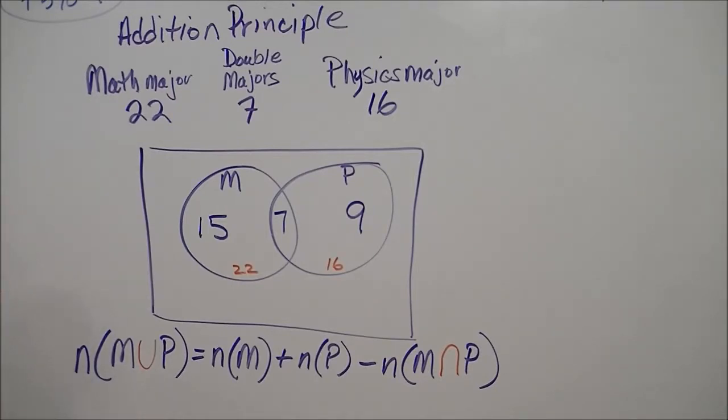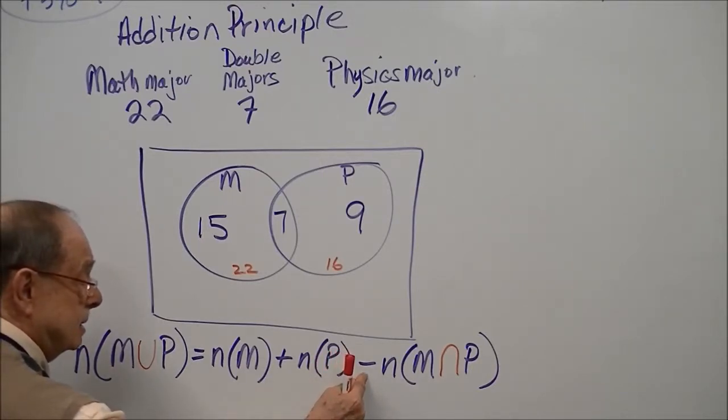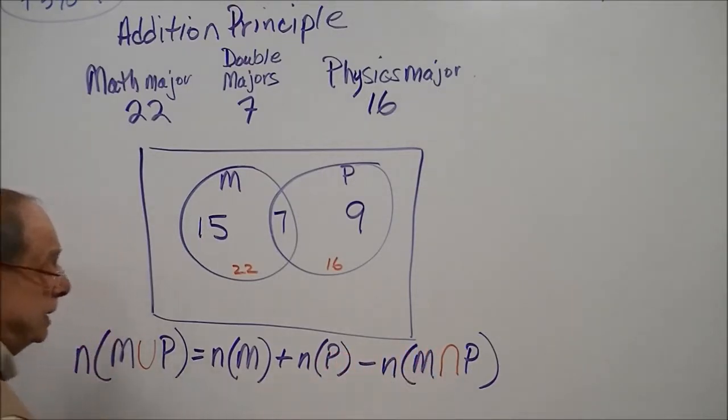Well, we're saying that the number of students in union, your math and physics sets, would be the sum of the math students plus the sum of the physics students minus those that are in intersection.